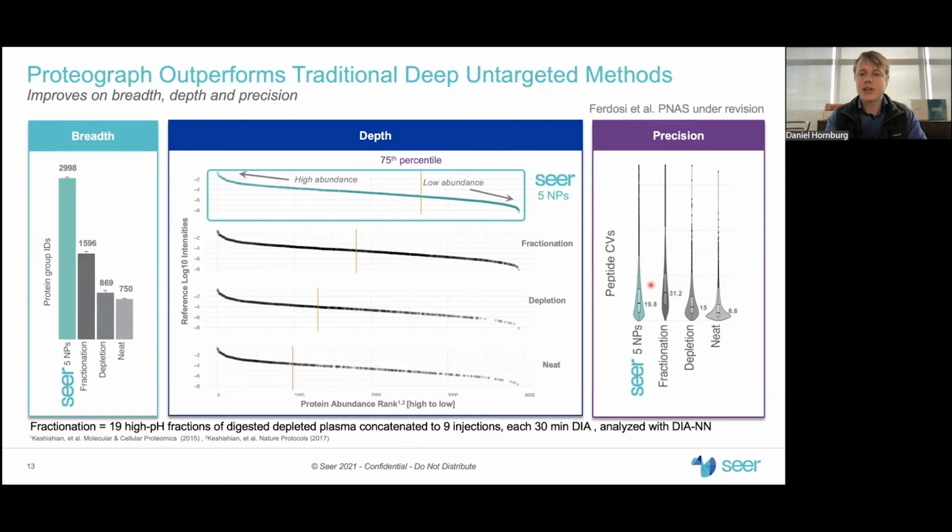Luckily, what we see here is that we get pretty high precision with CVs less than 20% on average with Proteograph. And you have to keep in mind that this is across 3,000 proteins, so looking into the much less abundant signal of the proteome. And this compares pretty well to depletion, where we only get a third of the proteomics information, but essentially the more bright signal. And yet we are still in the same precision regime.